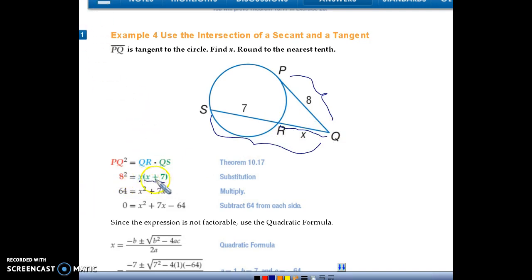Once we apply the distributive property, x times x plus x times 7, we have this equation here. We subtract 64 from both sides and I have this quadratic equation in x, meaning it's a polynomial, x second degree, x first degree, and we have to solve it by the quadratic formula.